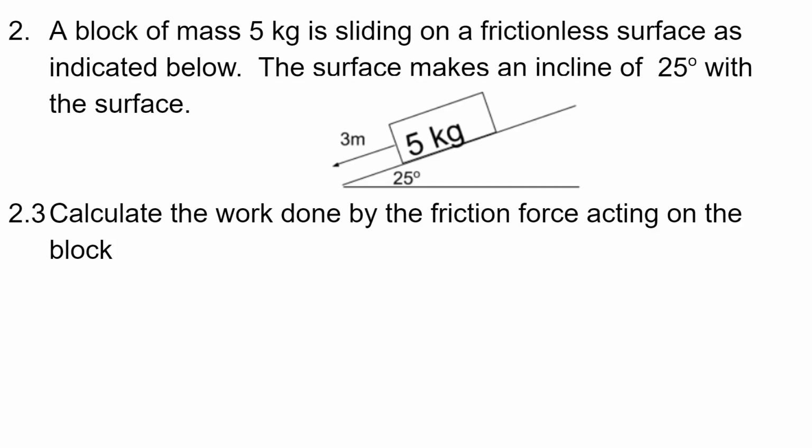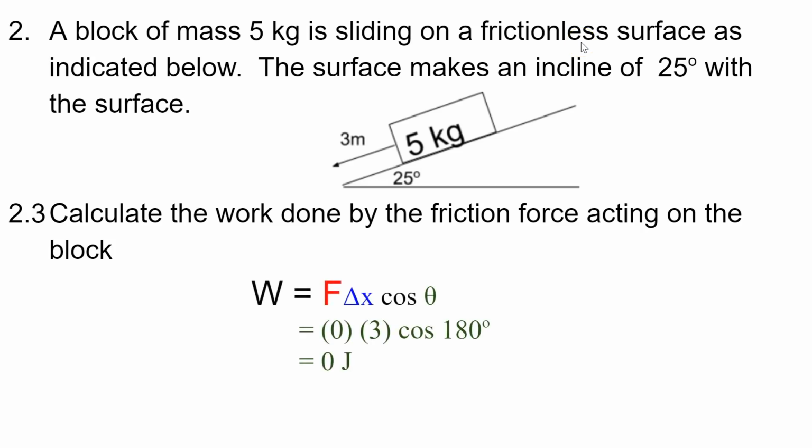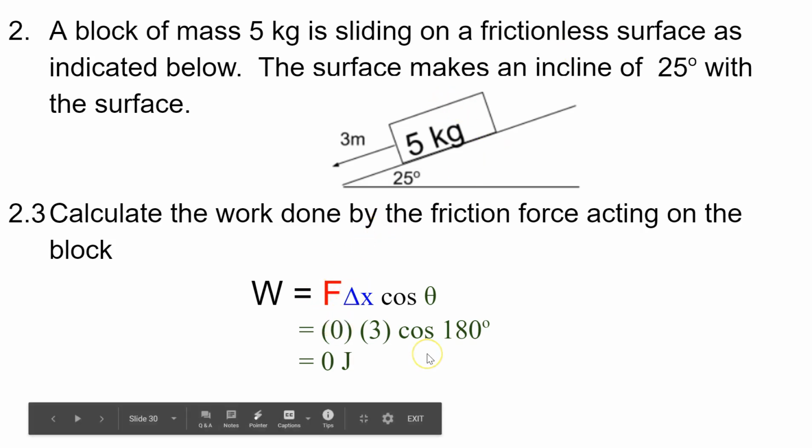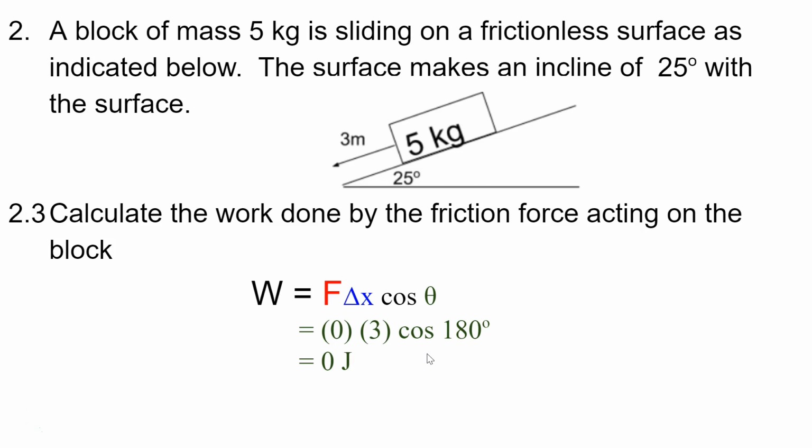Calculate the work done by the friction force. This was not a nice question. To be honest, I think I had something else in mind when I initially started this worksheet. I think I kind of forgot about this little word when I put in this question. This is a frictionless surface, so there is no friction force. Therefore, if I put in the value for friction as 0, so 0 times 3 cos 180 is going to give me 0 joules, because this value is 0. 0 times anything is 0. Bit of a silly question, sorry for that.